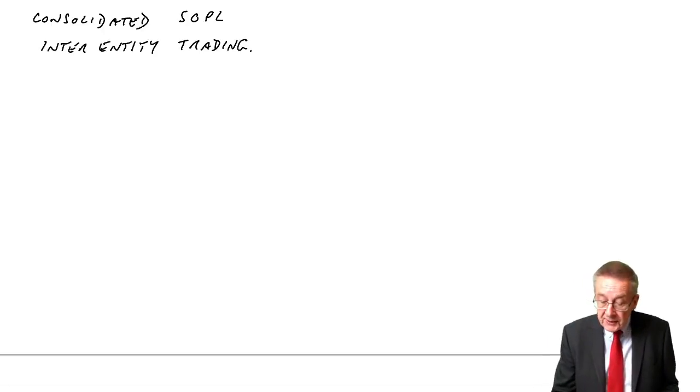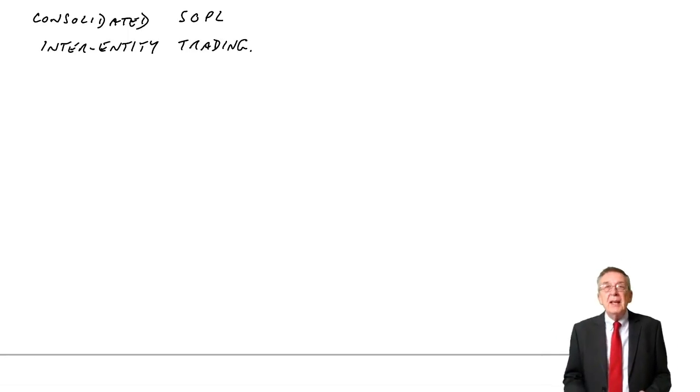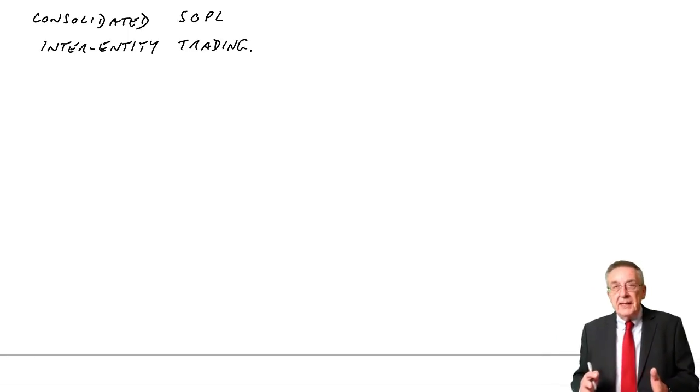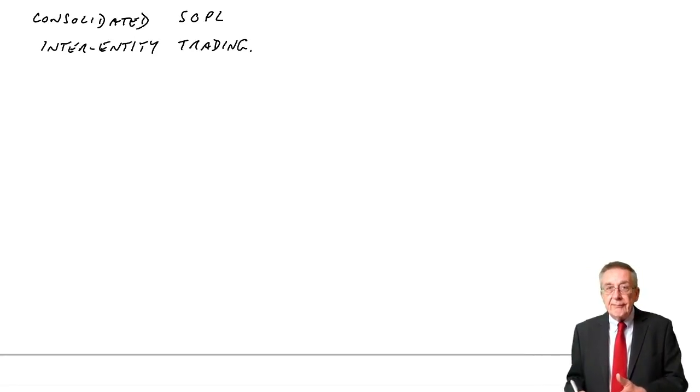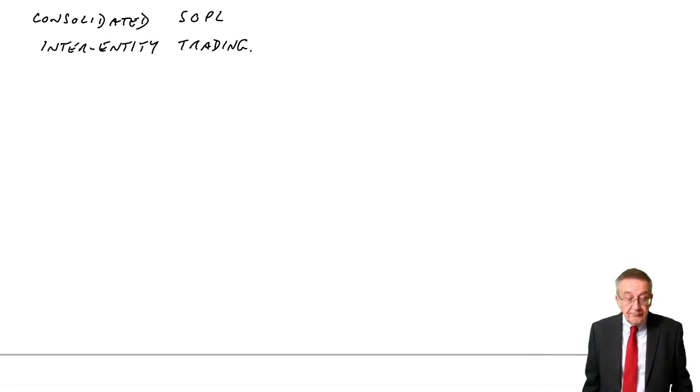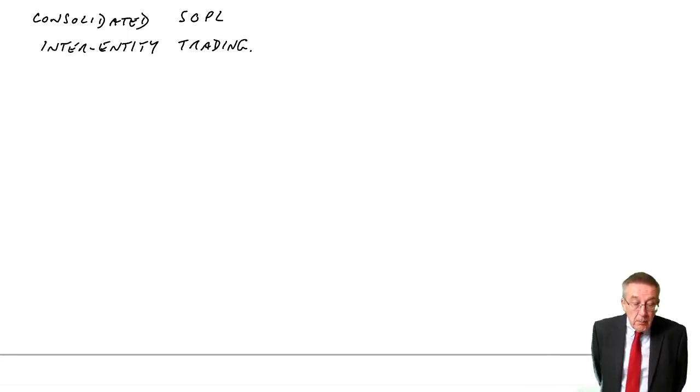And if you remember from statements of financial position, inter-entity trading is where one of the two companies is selling to the other company, which creates a little problem. Well, let me show you what I mean and how we deal with it with example three.